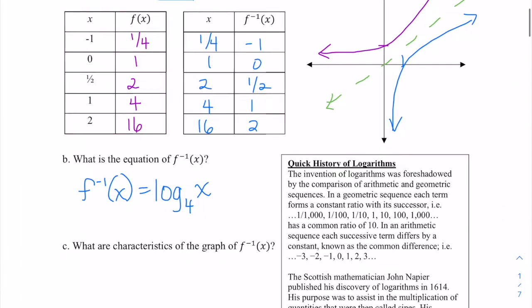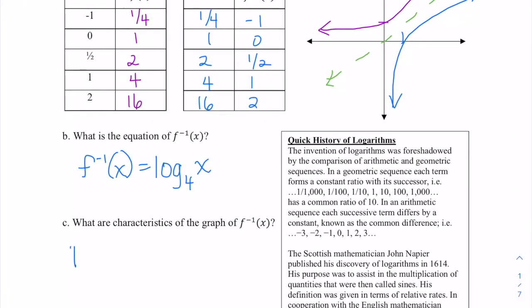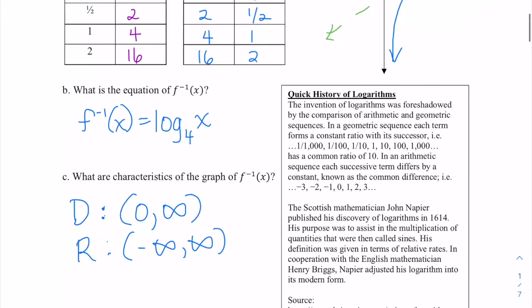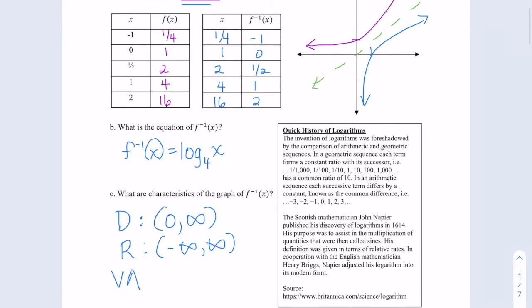Well, looking at some characteristics, we can see that the domain of the logarithm function is 0 to infinity. We can see that the range, though, is negative infinity to infinity. So it flip-flopped from the exponential function 4 to the x. Now instead of having a horizontal asymptote, this is going to have a vertical asymptote at x equals 0. And it's going to have an x-intercept at (1, 0).